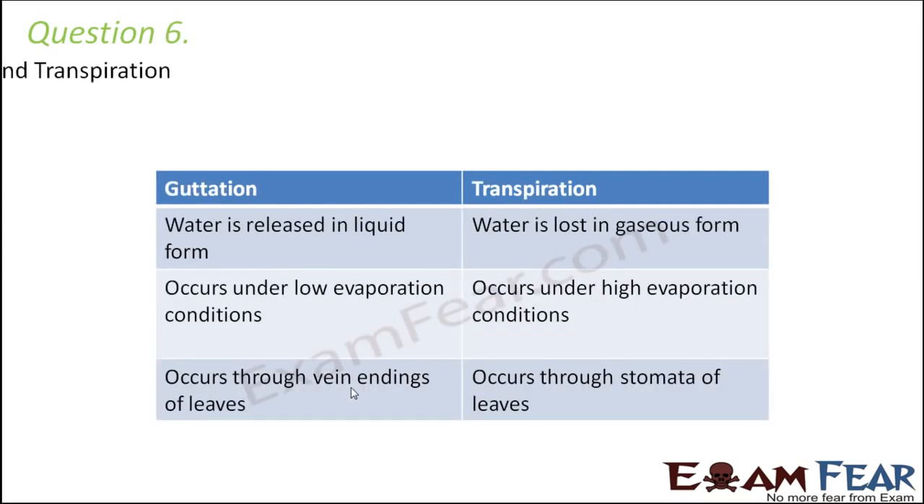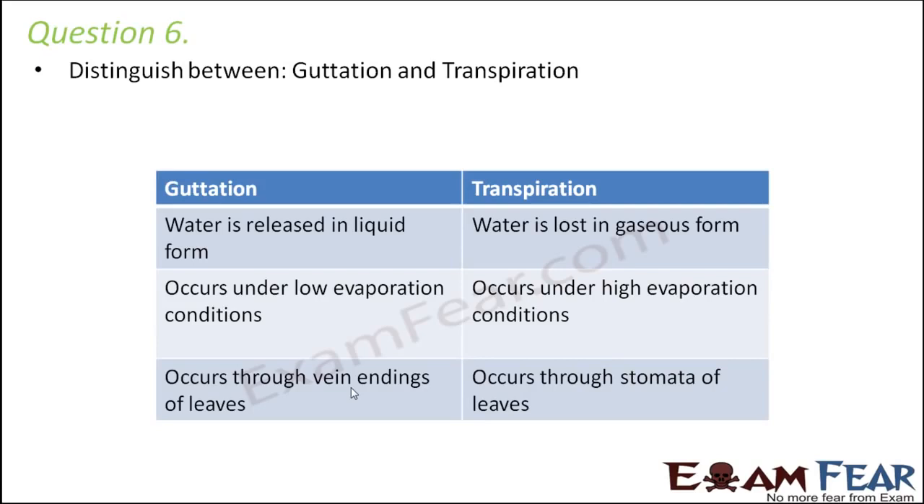Question number 6. Distinguish between guttation and transpiration. Now guttation, what is guttation? We did not discuss it anywhere in the lesson, so let me just tell you what it is. You would have often seen that early morning when you go to your garden and observe the surface of the leaves or the stems, you will see tiny droplets of water here and there. That small amount of water which is released in liquid form is known as guttation.